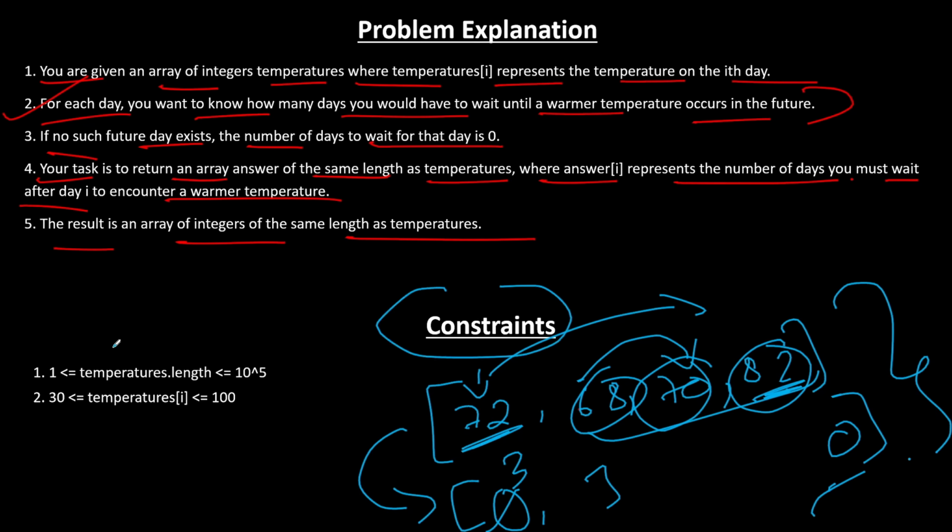The constraints of the problem are that the temperatures length is from 1 to 10 to the power 5, and the temperatures[i] value will be from 30 to 100. I hope you understood the problem explanation and the constraints. So now let's move to the next slide.